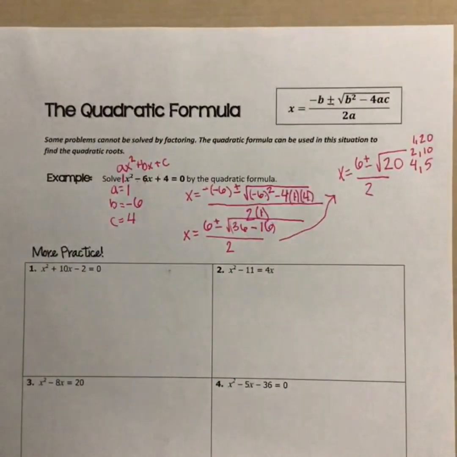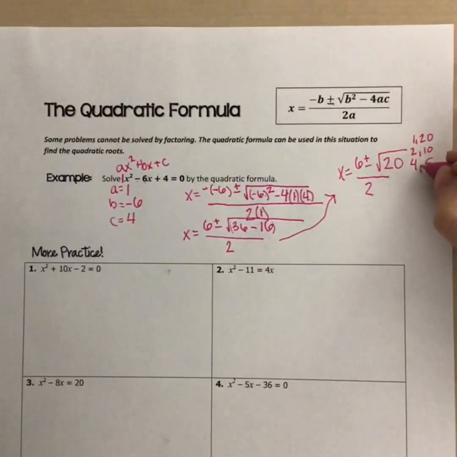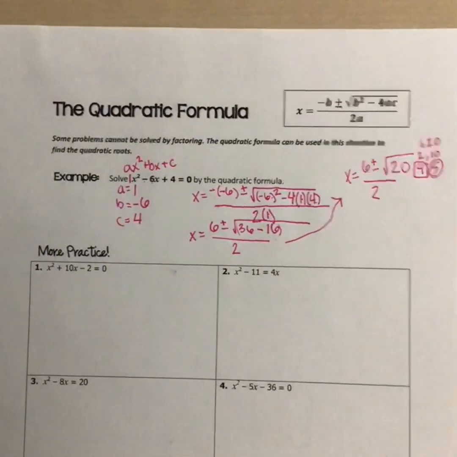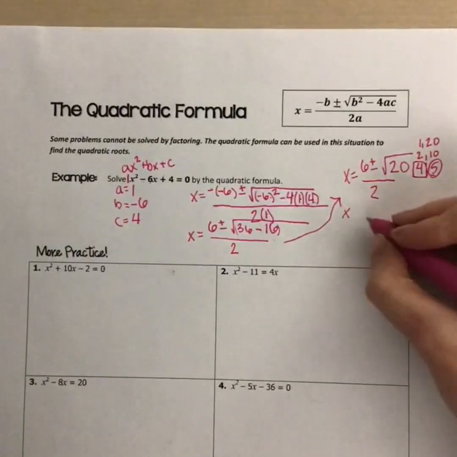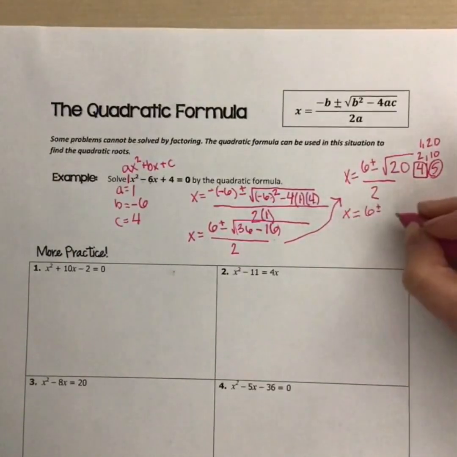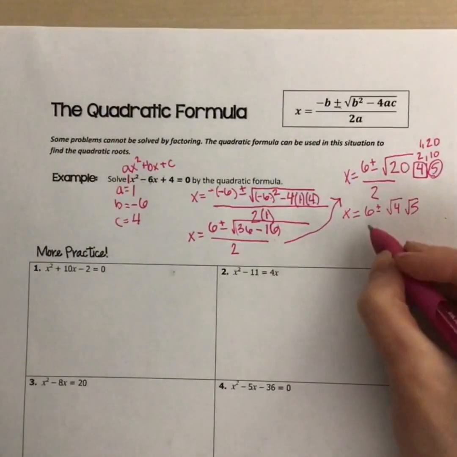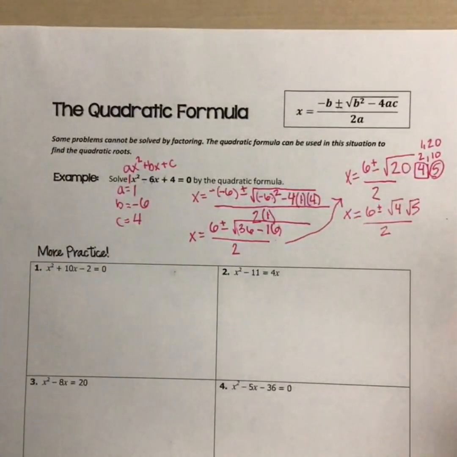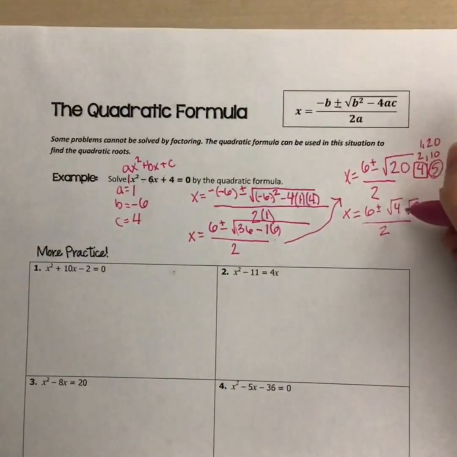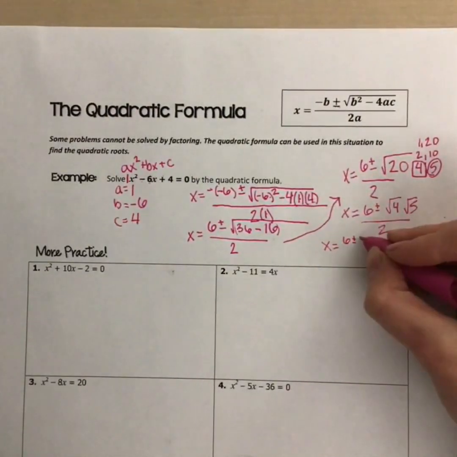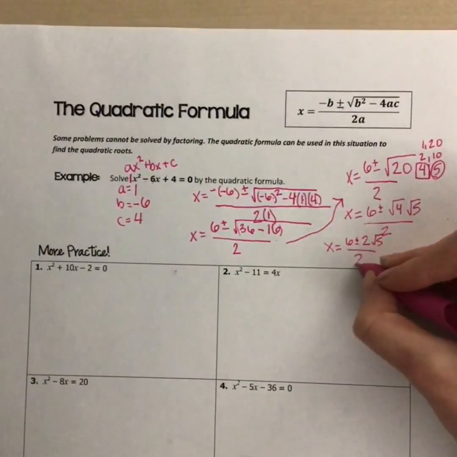So remember back to when we simplified our radicals. We want a perfect square to go into this radical. And I know 4 is a perfect square. And this actually works out really nice because 5 is another number we've talked about. It's prime. So I would replace that square root of 20 with 6 plus or minus the square root of 4 times the square root of 5. Remember, we're putting them both in the square root sign, divided by 2. And we know the square root of 4 is 2. So we'll have x equals 6 plus or minus 2 square root 5 divided by 2.